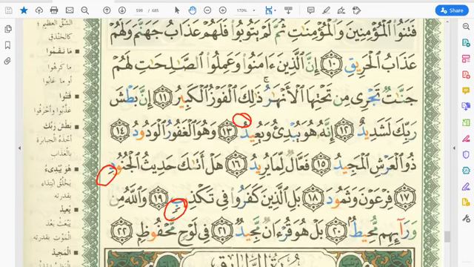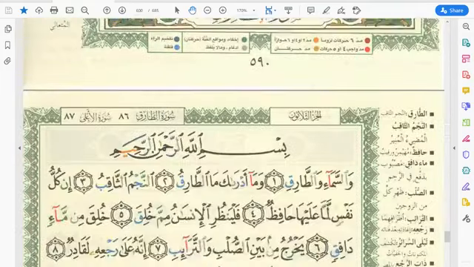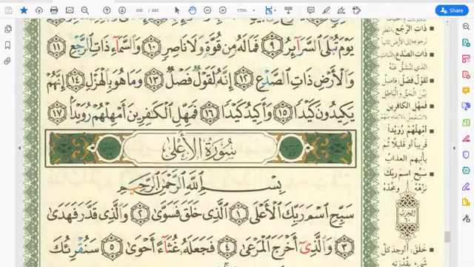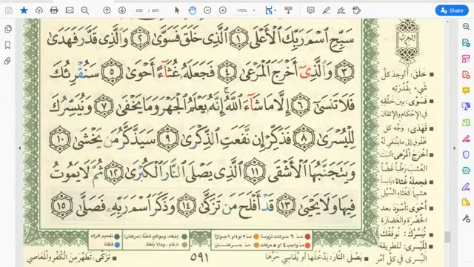So the big qalqala is if you're stopping at a letter of qaf, ta, ba, jim, dal. The smaller qalqala is if it's qaf, ta, ba, jim, dal in the middle of a word or in the middle of a sentence. Pretty straightforward and pretty easy. I'm sure everybody has memorized the rule by now. All right, let's see if we can find some more.